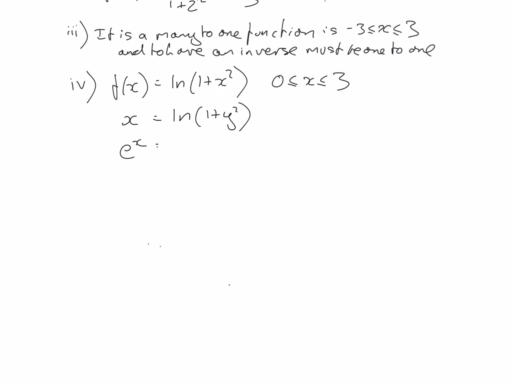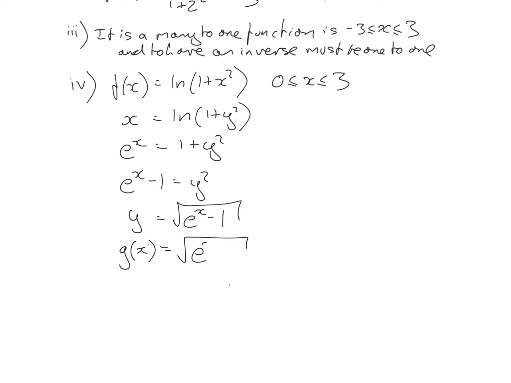so e to the x equals 1 plus y squared, e to the x minus 1 equals y squared, so y equals the square root of e to the x minus 1. So that's g of x equals the square root of e to the x minus 1. And we've got to sketch these. So I'm going to sketch them both.